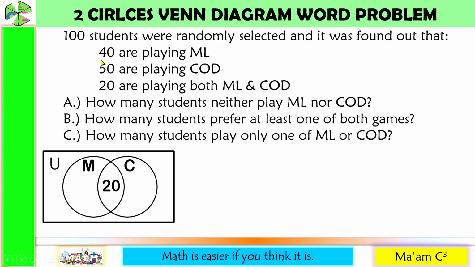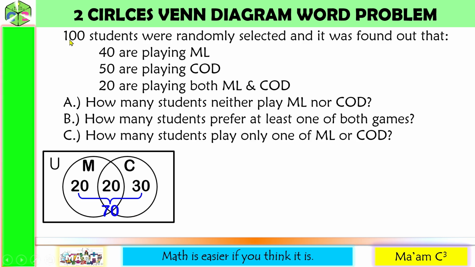And then we have here 40 are playing ML, but we already have 20 here. So we're just going to write 20 here. 20 plus 20 is equal to 40. 40 are playing ML. Next, 50 are playing COD. So this is set C, 50, but we already have 20 here, so we're just going to write 30 here. Now, 20 plus 20 plus 30 is equal to 70.